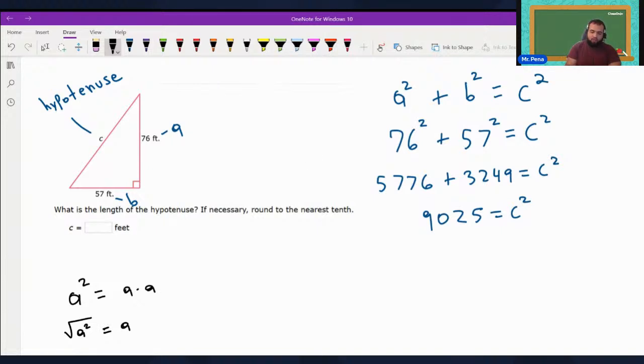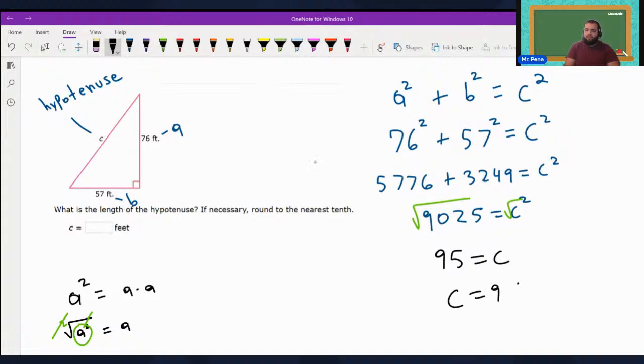What times what is 9,025? We can get that easily, right? Square root it, square root it. When you square root a number that is squared, it cancels out, it goes away, and you're left with that number. So it's 95 is equal to C.